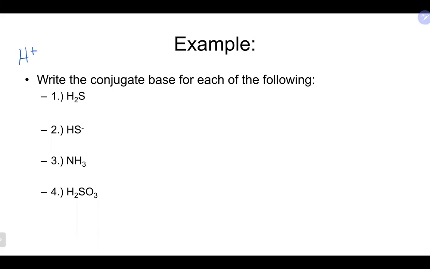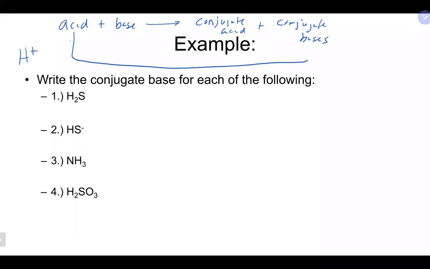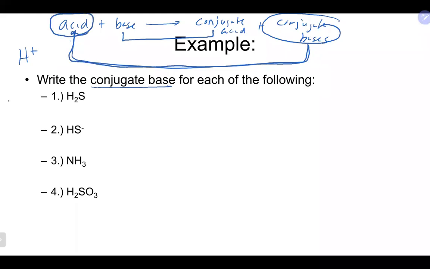So sometimes when you're asked a question like this, it's good to think about the relationship that we have been talking about, that if I have an acid on this side and a base on this side, we will have some conjugate acids and conjugate bases. The acid on one side is related to the conjugate base on the other side, while the base on one side is related to the conjugate acid. So in this particular case, we are looking to write the conjugate bases, which means if we think about it backwards, we are starting with acids right now.